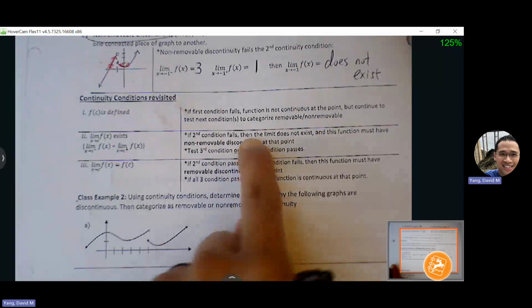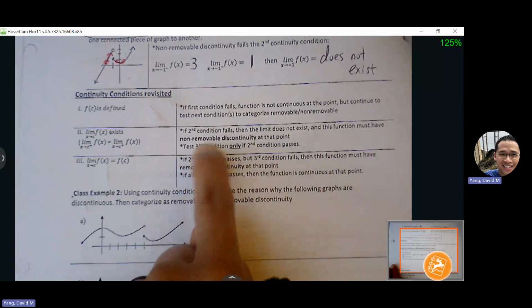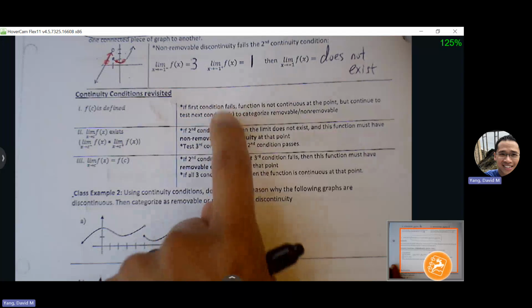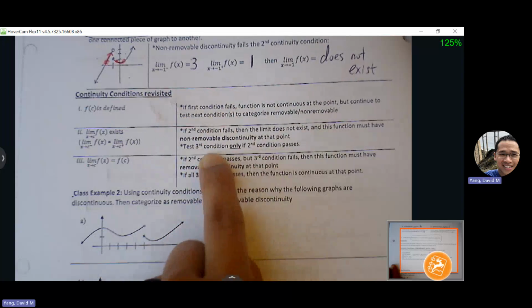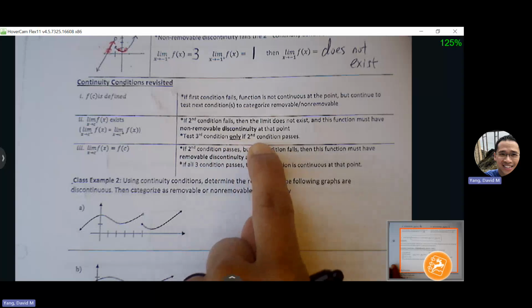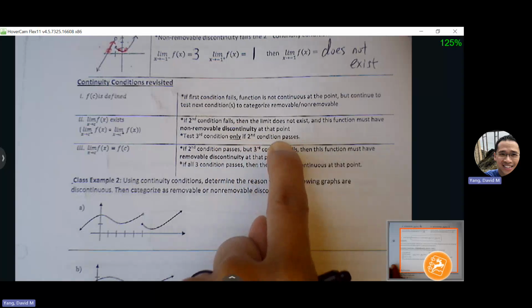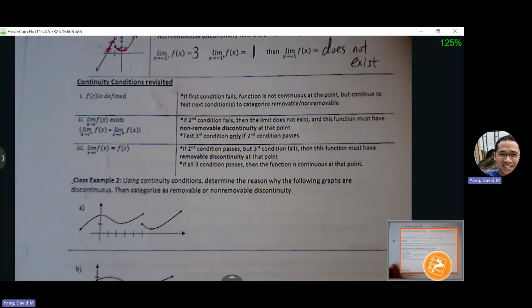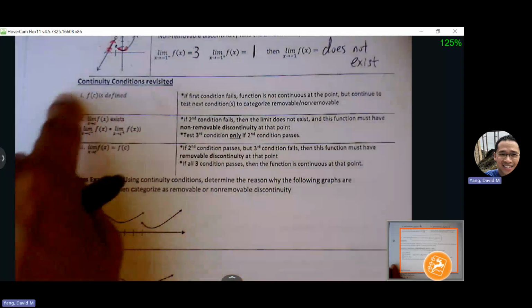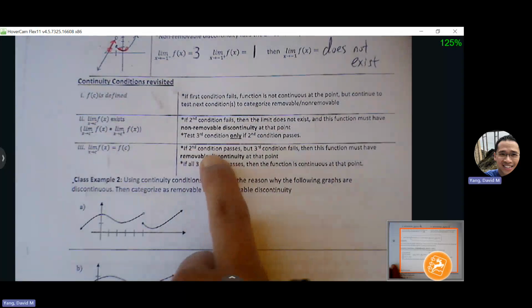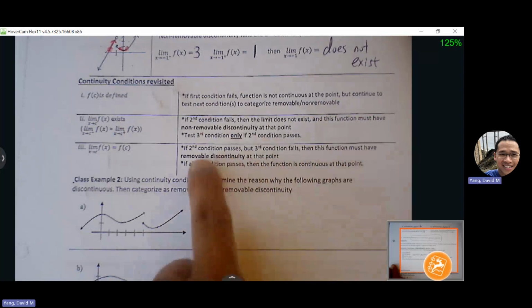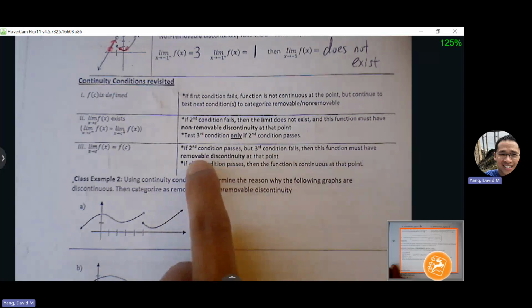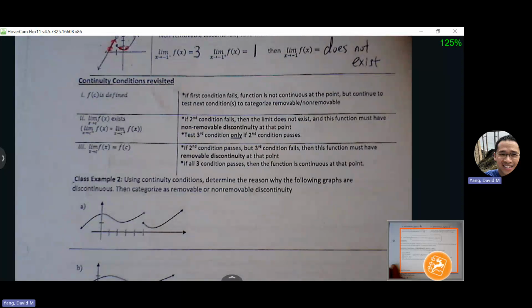If the second condition fails, then we know the limit doesn't exist, and therefore it must be a non-removable discontinuity, regardless of what happens with the first one. Now, we only want to test the third condition if the second condition passes. If the second condition fails, we stop because we already know what type of discontinuity. So if the limit does exist, we go to the third condition. If the second condition passes but the third condition fails, then we must have a removable discontinuity. And obviously, if all 3 conditions pass, then the point exists, the limit exists, the point is filling in where that hole is, and the graph is continuous.